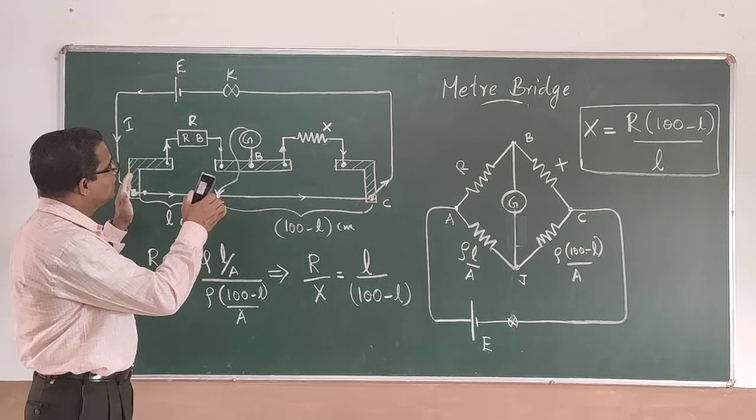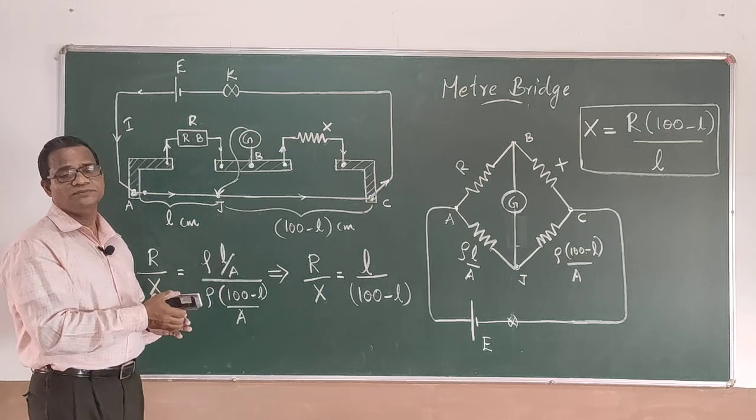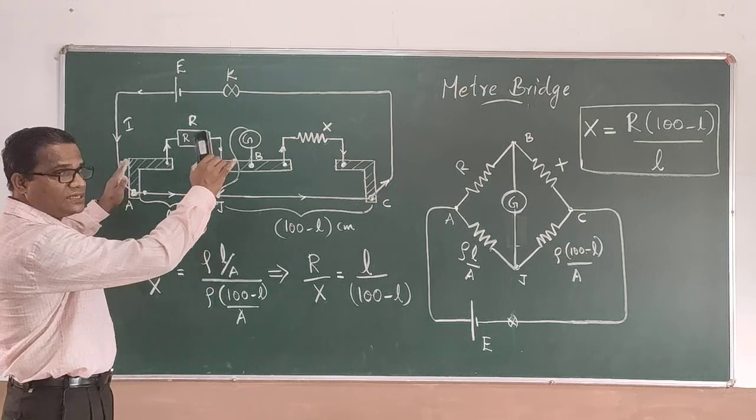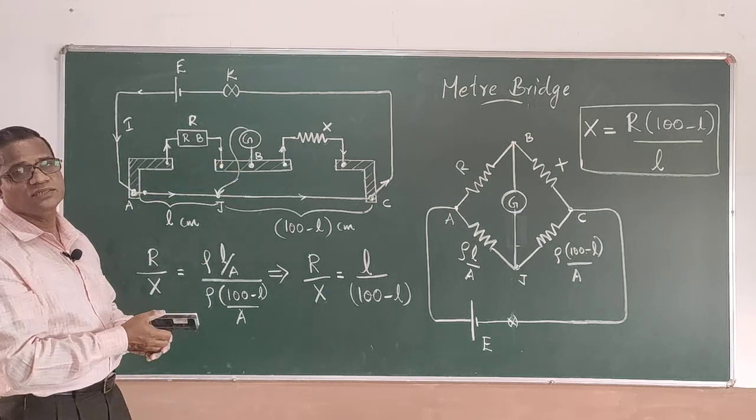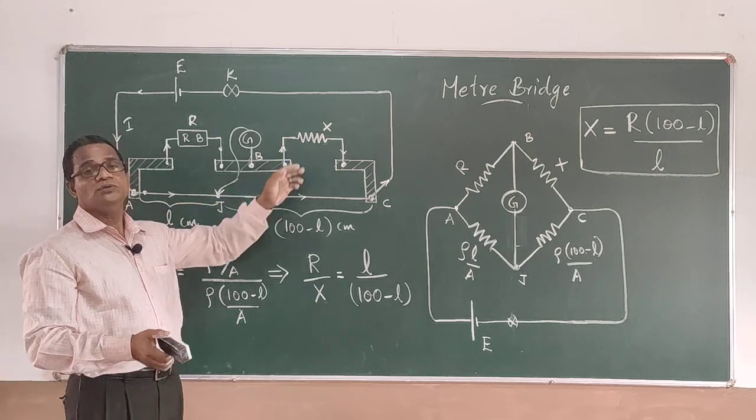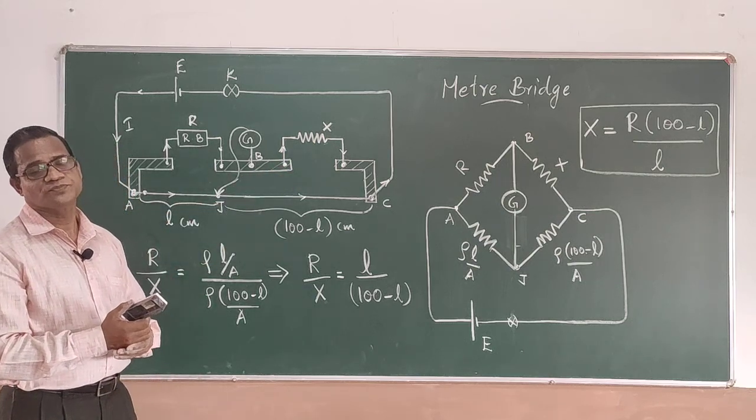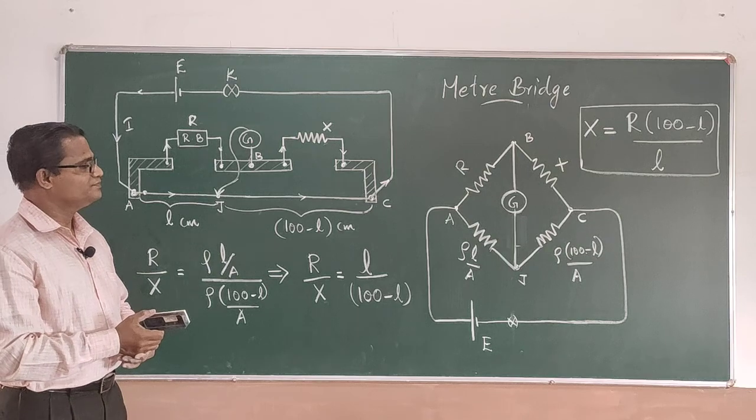So, this can be a 3-mark question. Draw the diagram of a meter bridge to find the unknown resistance. Okay? That's all.